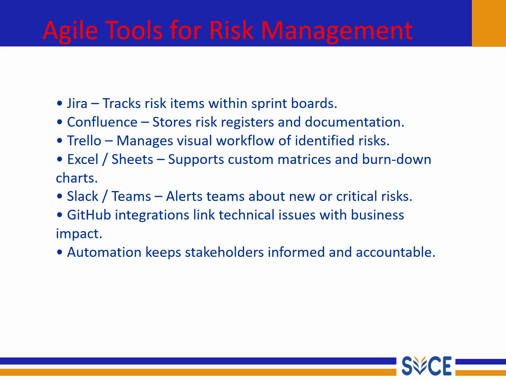And next one is Slack or Teams. It alerts the teams about new or critical risks. And next one is the GitHub integration, which links technical issues with the business impact. And last one is automation, which keeps the stakeholders informed and accountable.